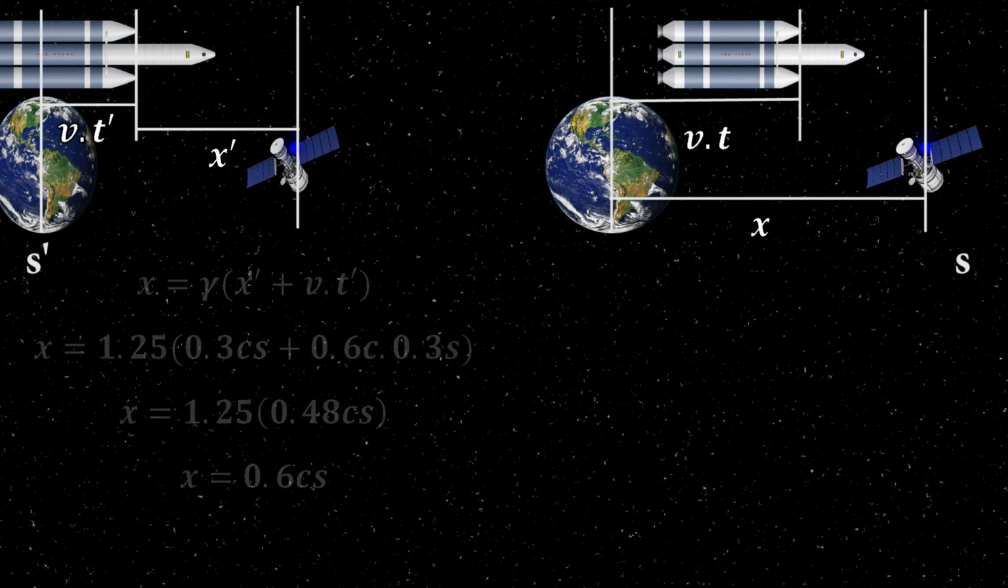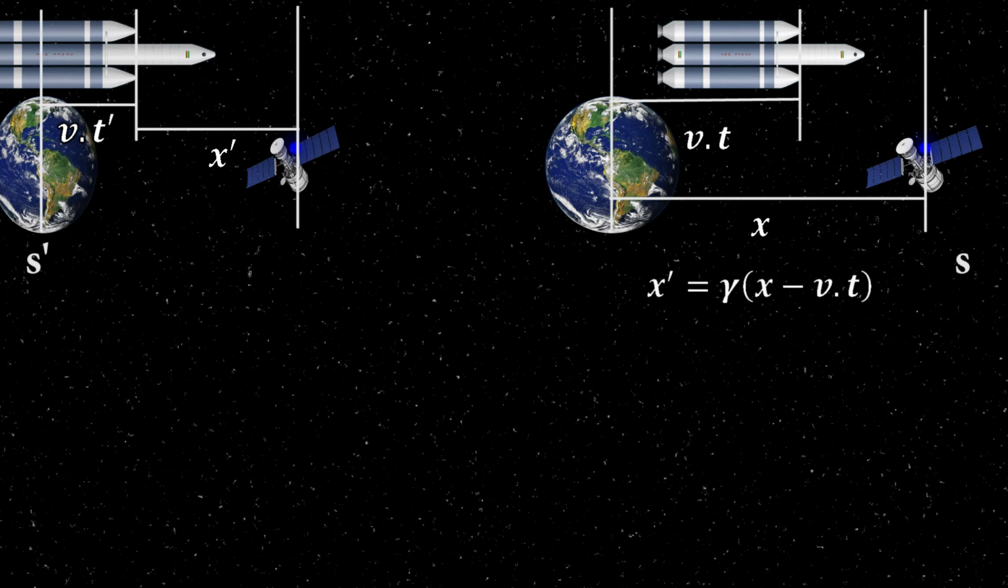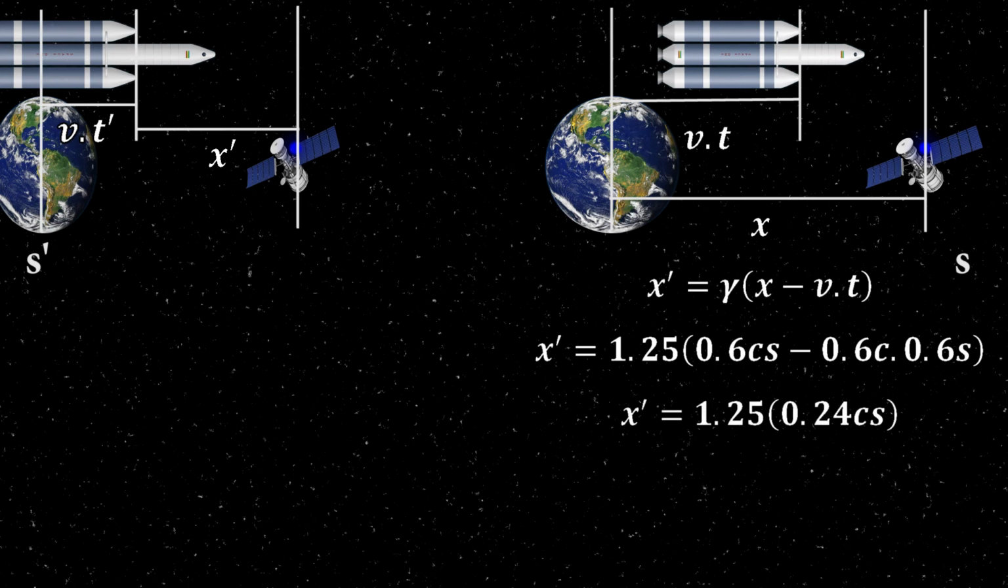Now over to the right side. Let's find x prime using our equation. So filling in gamma being 1.25, the value x, 0.6 light seconds, and vt, which is speed 0.6c multiplied by time 0.6 seconds. Work that out gets us 1.25 multiplied by 0.24 light seconds. That equals 0.3 light seconds. Now consider the time it took for event 2 to happen. Then consider the distance a light particle travels in that time frame. We can conclude that both formulas work flawlessly.